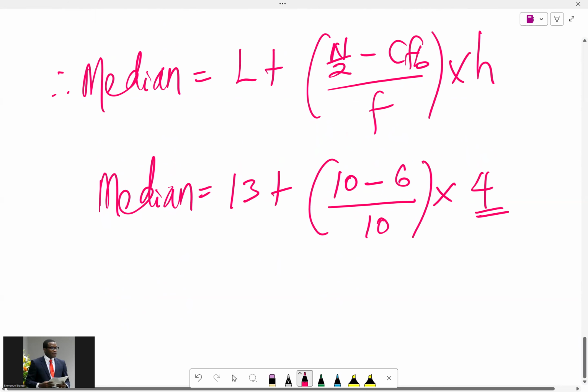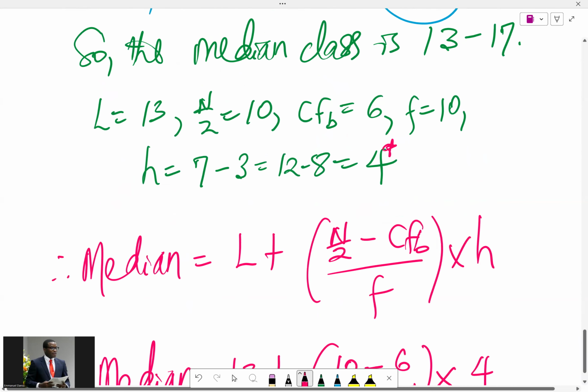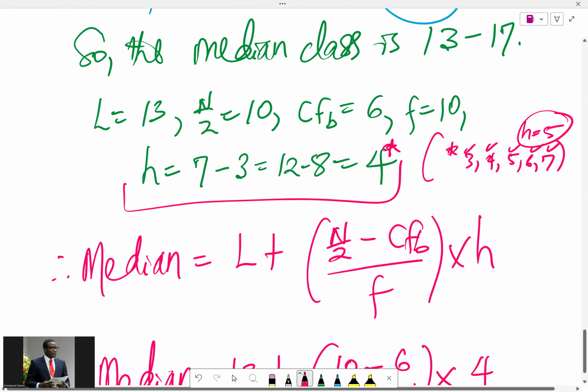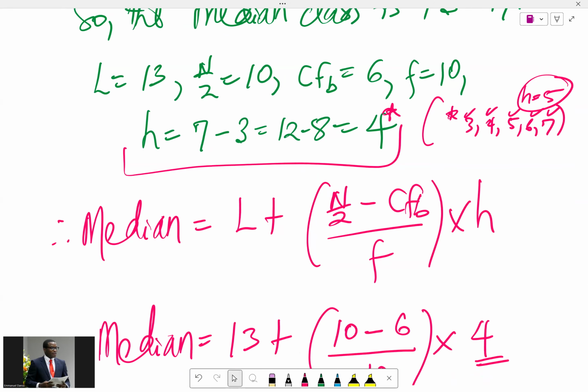Please pay attention to this 4, because some people can say it is actually 5, like when you count 3, 4, 5, 6, and 7: 1, 2, 3, 4, 5. And then H is 5. But I'm going to use 4 here. I'm just using 4 because I'm just subtracting. So be careful to do it exactly the way it's done in class.